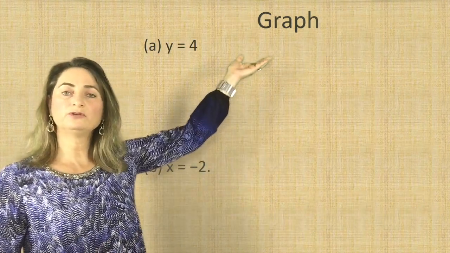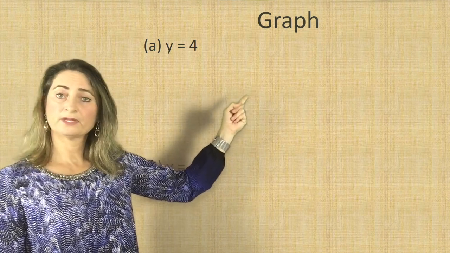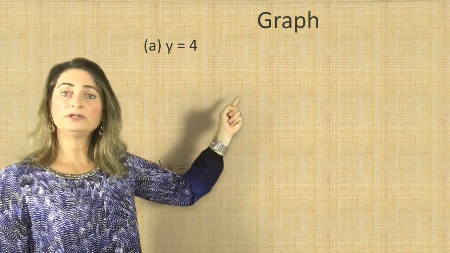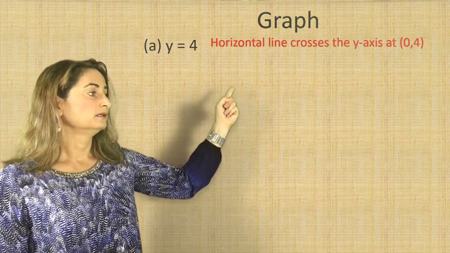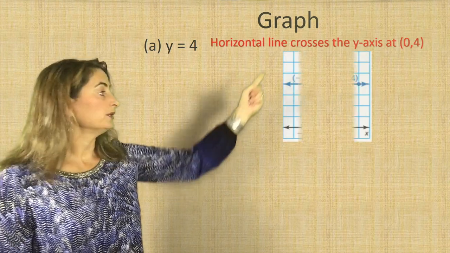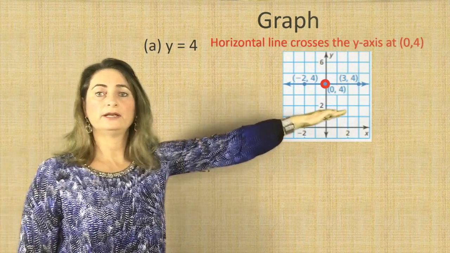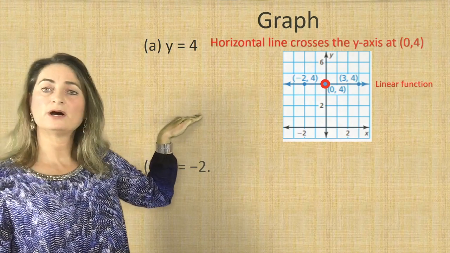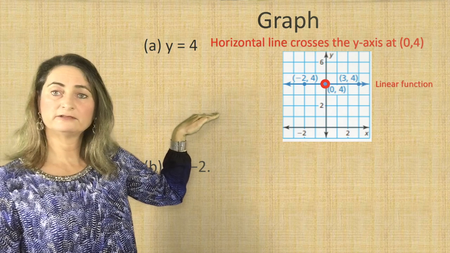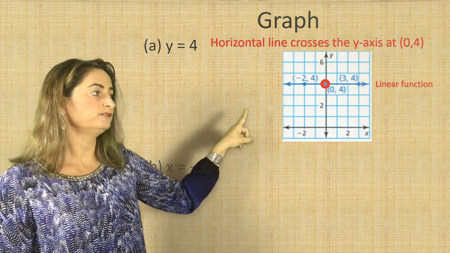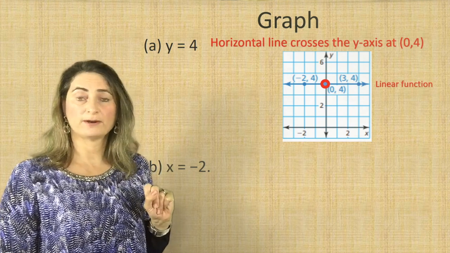Now let's see how we can graph those two equations. The first one is y equals 4. Since it's a y equal, then you will end up with a horizontal line crossing the y-axis at 0, 4. So look at the y-axis, find number 4, put a dot there. And now draw a horizontal line crossing the y at 4. Is that a function? Yes, it's a linear function. Watch how every input, which is -2, 0, and 3, has one output, which is 4.